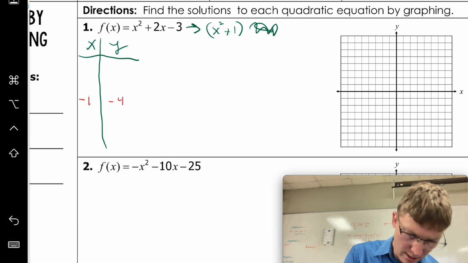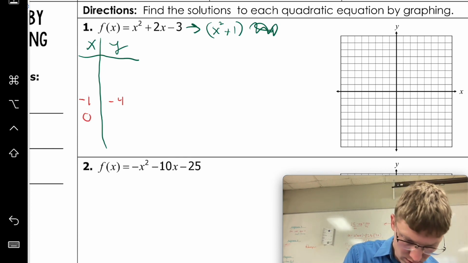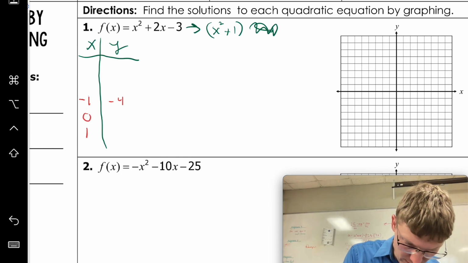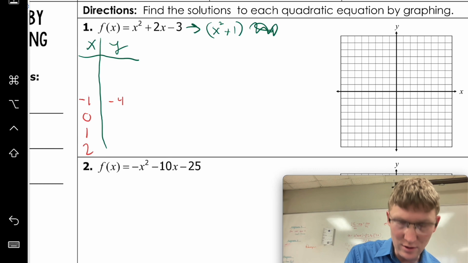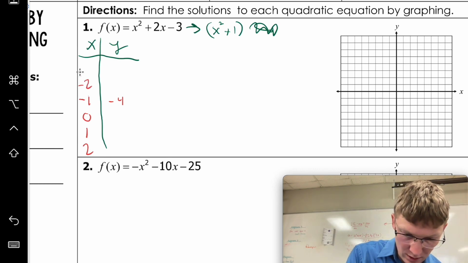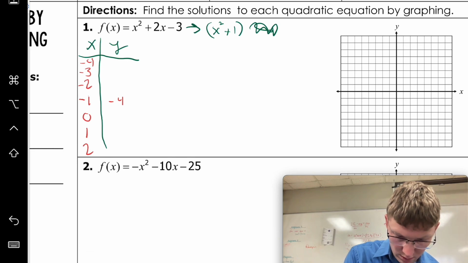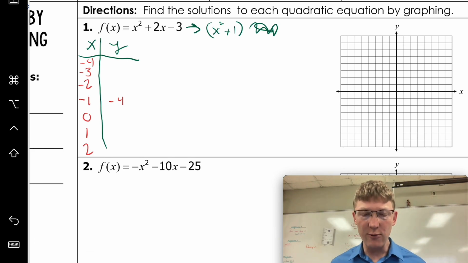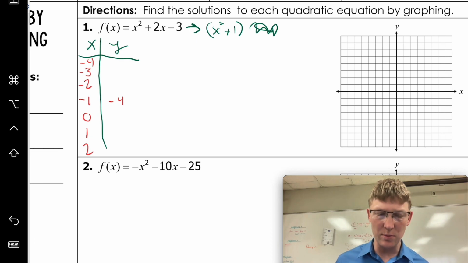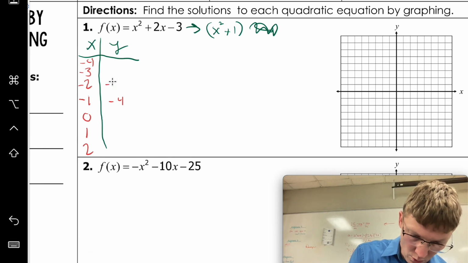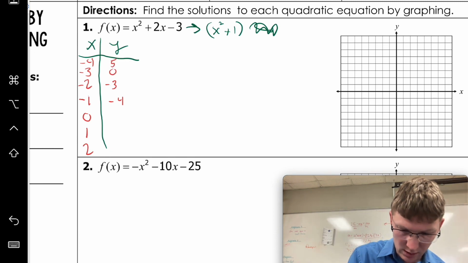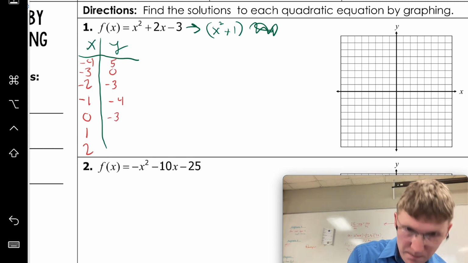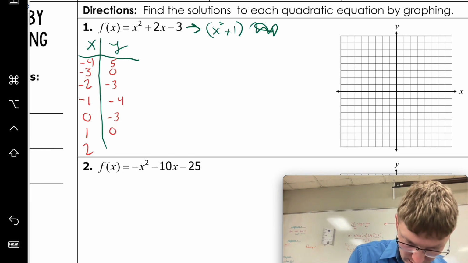So then if we go down a couple points, 0, 1, that's probably enough. We'll do 2, just for fun. Then we'll go the opposite direction, -2, -3, -4. Then if we start plugging those in, you can either do it by hand or by a calculator. I already did the calculation, so you don't have to watch me stick it into a calculator. So then 0, -3, 1, 0, and 2, 5.